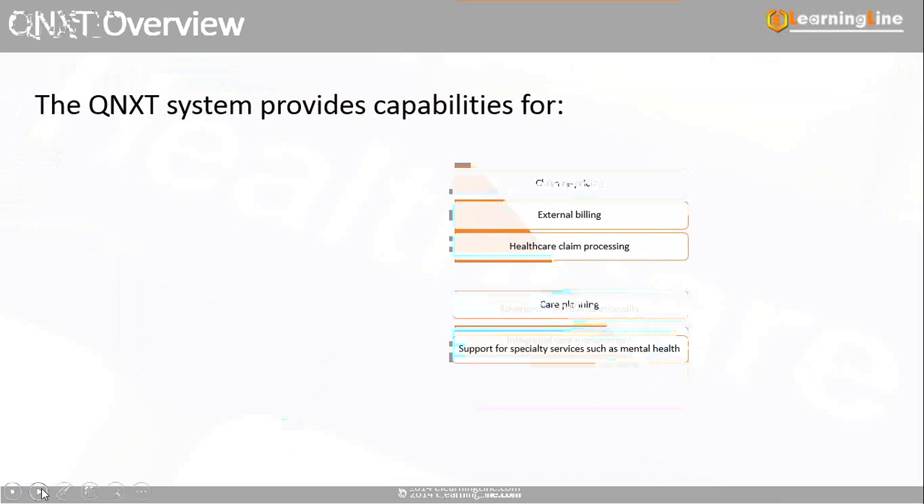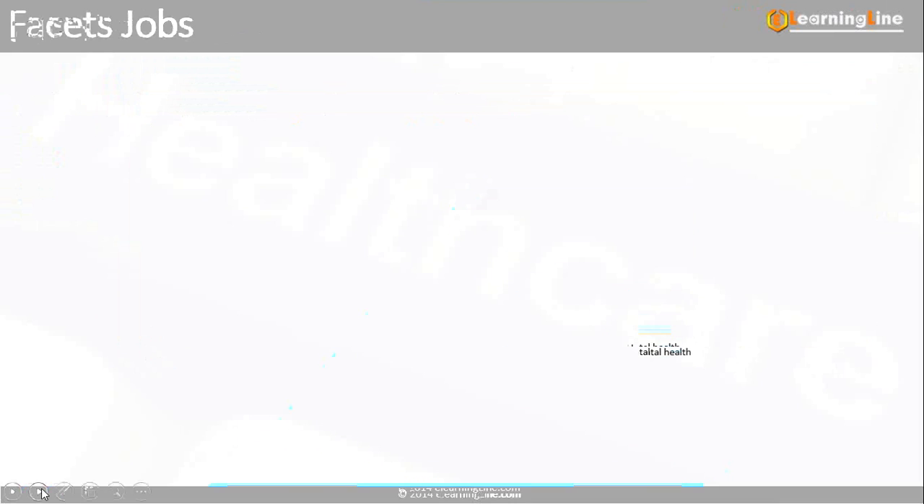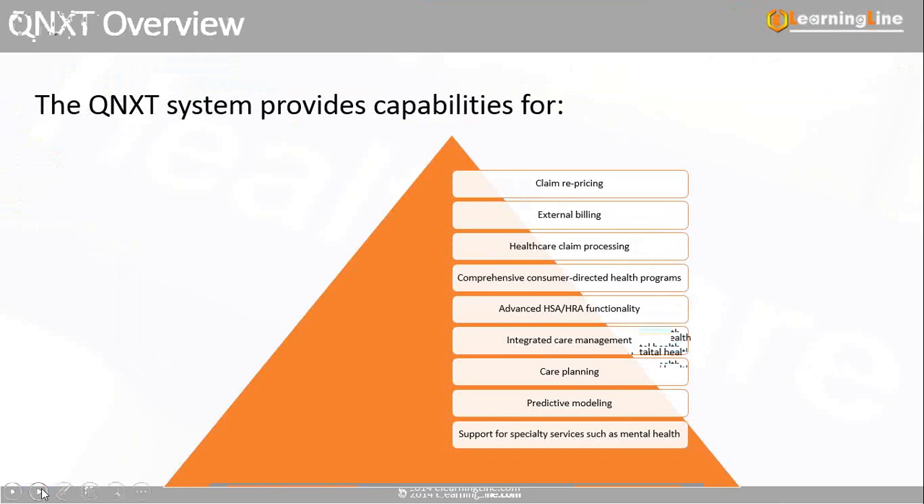Mental health is a specialized claim, a specific type of claim which requires a specific way of claim processing. QNXT is very well capable of doing that. Now, these are some of the things we just talked about, more from the expertise perspective, on what QNXT is capable of doing.